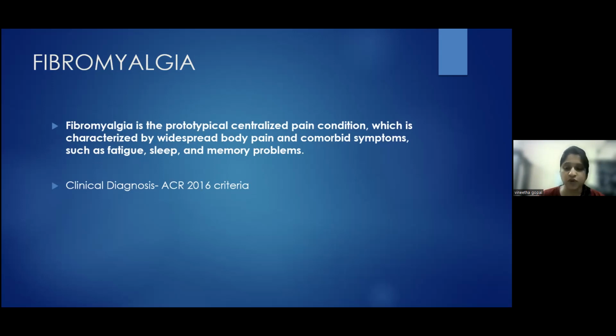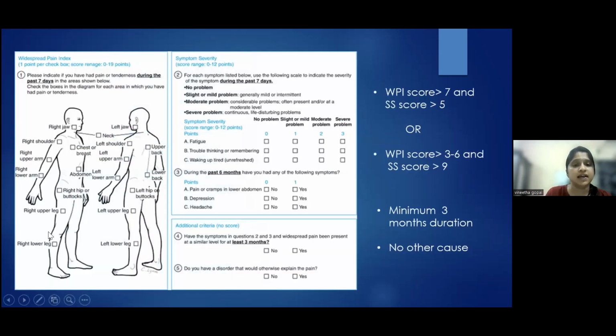Fibromyalgia is the prototypical centralized pain condition, characterized by widespread body pain and comorbid symptoms such as fatigue, sleep, and memory problems. The ACR 2016 criteria is the latest criteria for diagnosing fibromyalgia. Many of you might already be using this. This part is the widespread pain index, WPI. You have to keep a printout of this in your OPD and ask the patient to tick wherever he or she is having pain. The WPI total score is 19, so you have to see how many areas the patient is having pain.